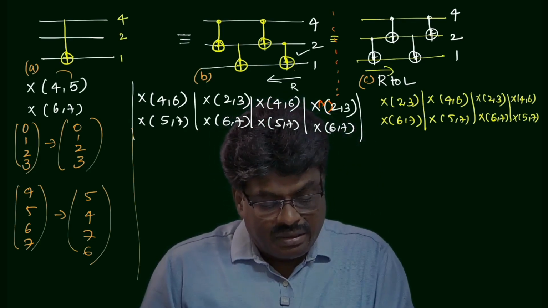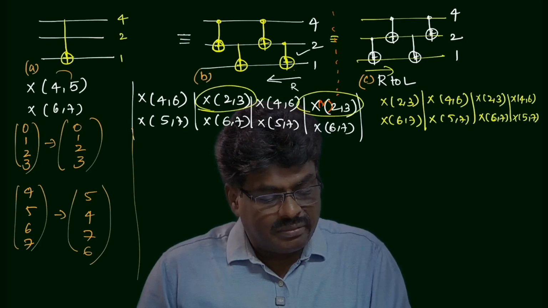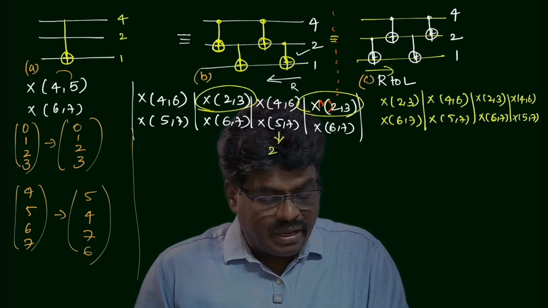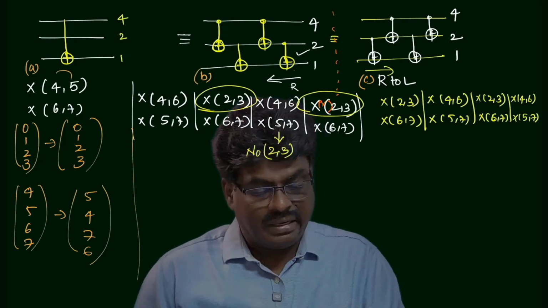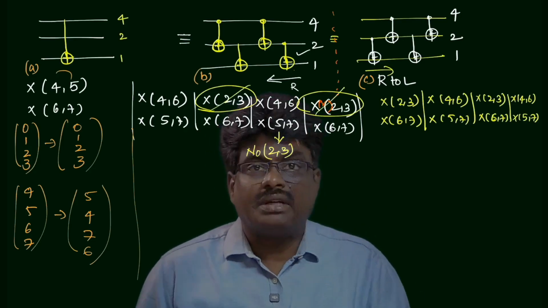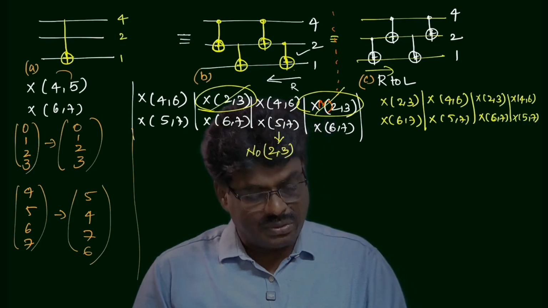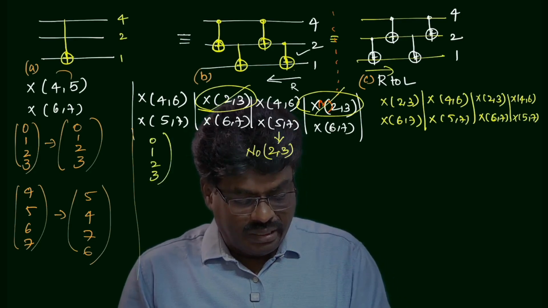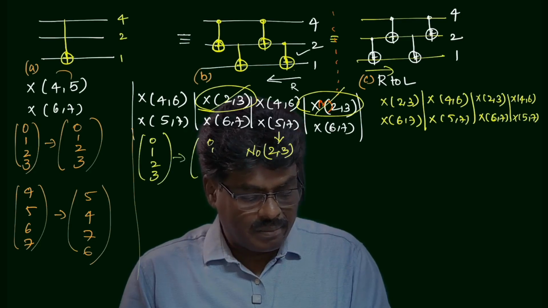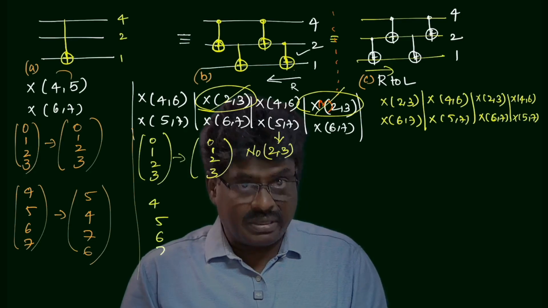So here 2, 3, 2, 3. Here in the middle we don't have 2 comma 3. That's why you can bring this side and x that is identity. So there is no change in 2, 3. That's good. Next, that's why here 0, 1, 2, 3 remains the same. I hope you understand this method. Next 4, 5, 6, 7.